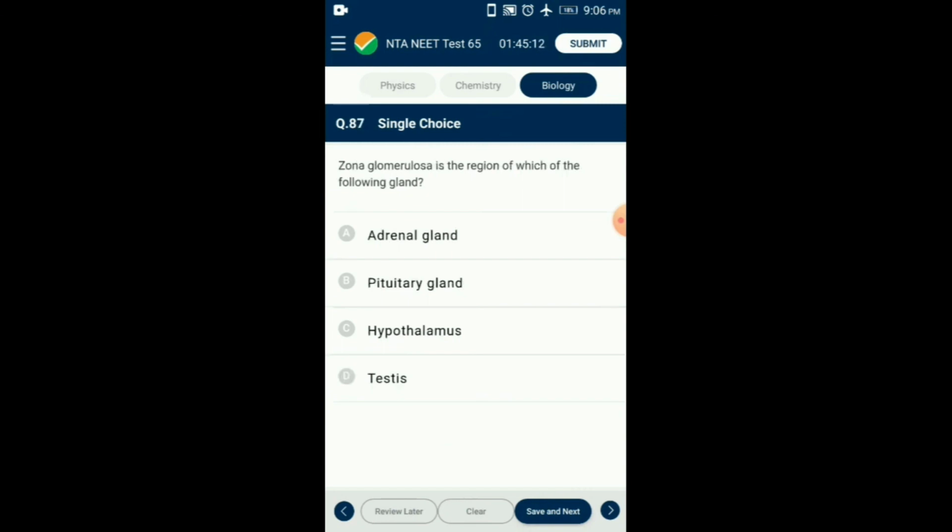Question number 87. Zona glomerulosa is the region of which of the following glands? The adrenal cortex is made up of inner, middle and outer layers. Aldosterone is produced in the outer layer. Cortisol, androgen and estrogen are produced in the inner layer, the active zone, and stored in the middle layer, the storage zone. In times of stress, the storage zone shrinks and the active zone thickens to secrete more hormones. So the answer is option A. Zona glomerulosa is the region of the adrenal gland.